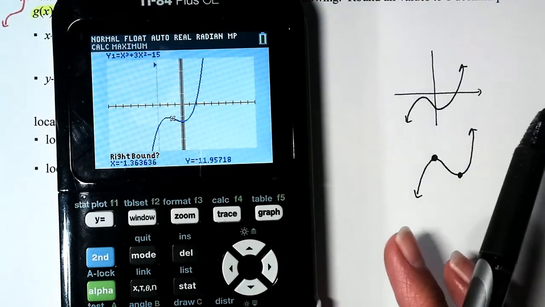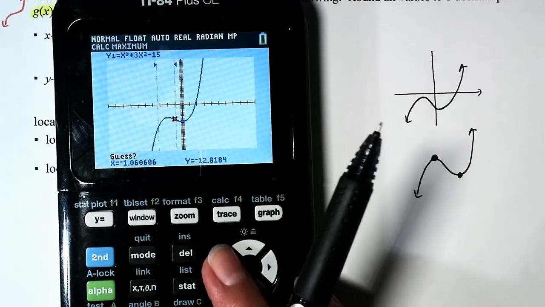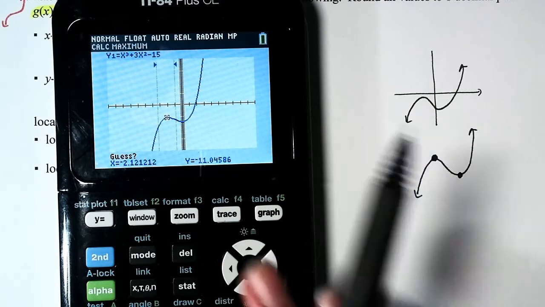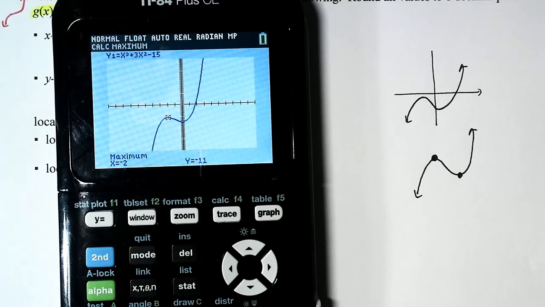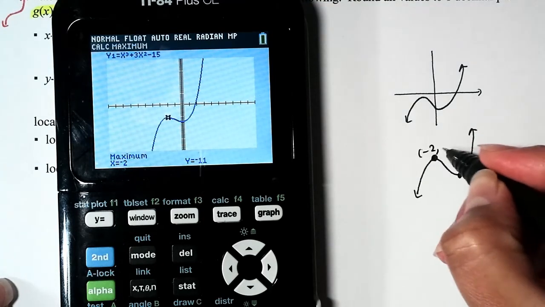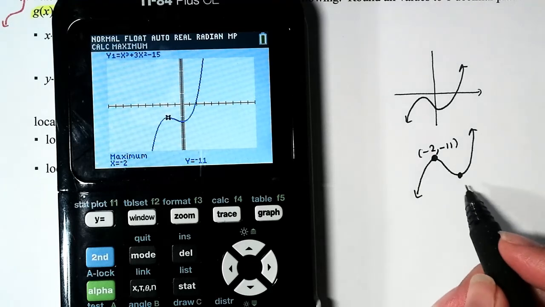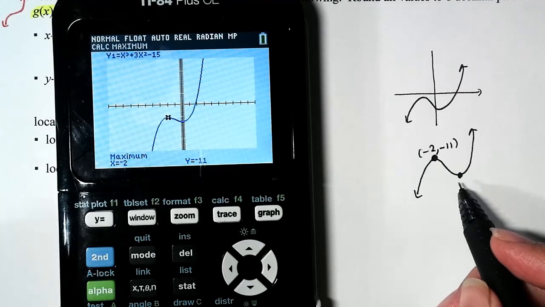Cool. And if you had to take, let me move more. If you had to take a wild guess, where would be your maximum? I think we're pretty good. Cool. And that will give us -2, -11. Okay, so we have a maximum point, not a maximum value. So we have a maximum point at -2, -11. So what about this low, this value?